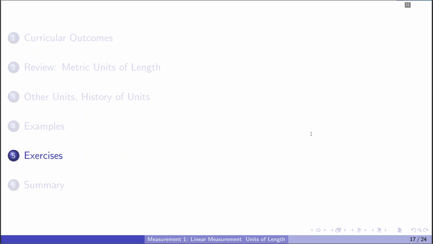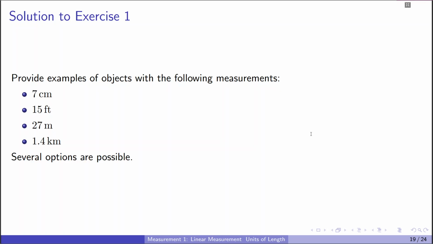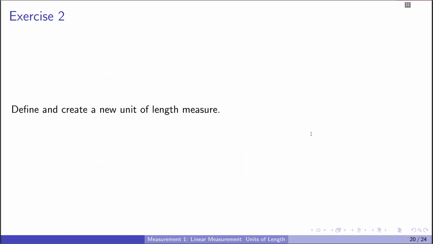All right, let's do some exercises. Provide examples of objects with the following measurements: 7 centimeters, 15 feet, 27 meters, 1.4 kilometers. So you can pause and think about it to come up with some answers. But again, there's a lot of right answers. So we don't have definite answers there.